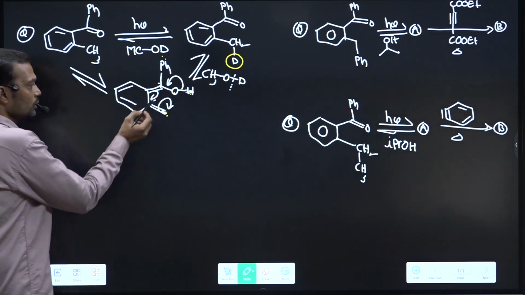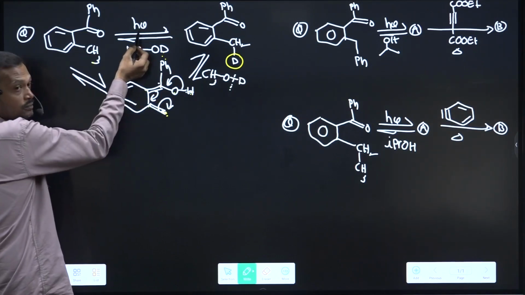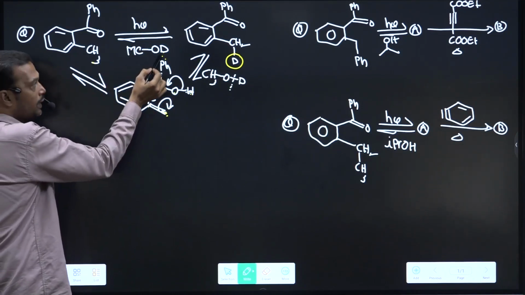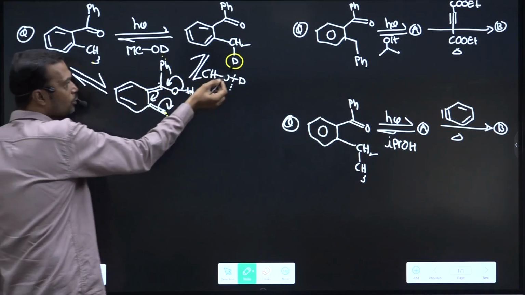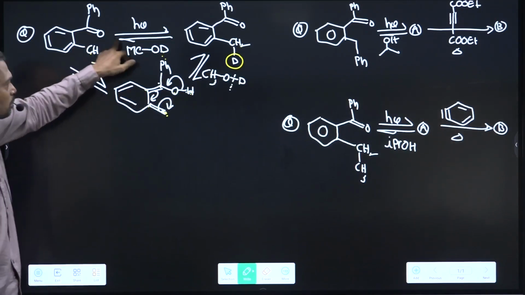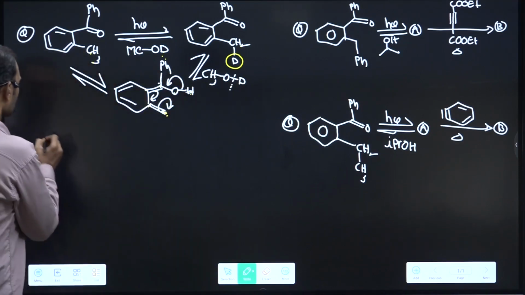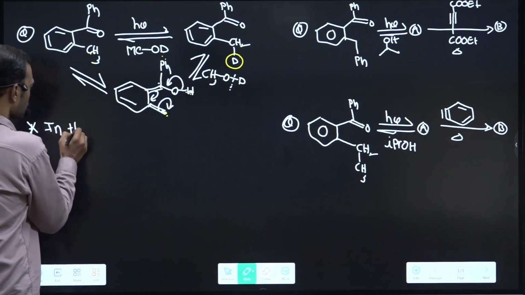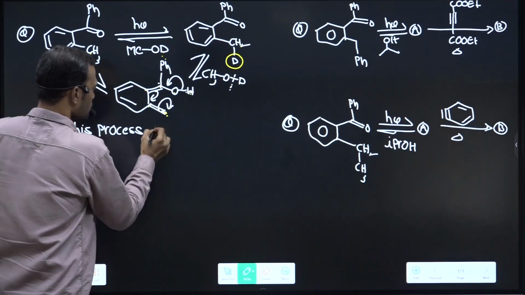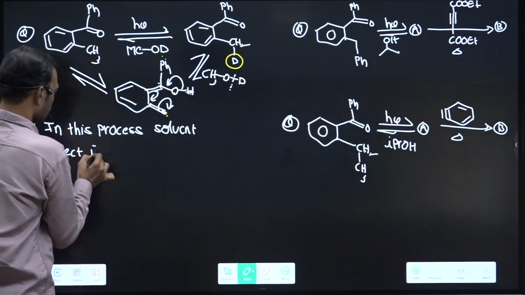Okay? So this is a real product. This is your confirmation when this molecule is irradiated with light. And this is confirmed by taking a heavier solvent. The lighter atom is replaced by a heavier atom. At that time you will get deuterium on whichever hydrogen is involved in tautomerism. So the hydrogen involved in tautomerism is confirmed by this experiment. Clear? Right. So in this process, solvent effect is observed.